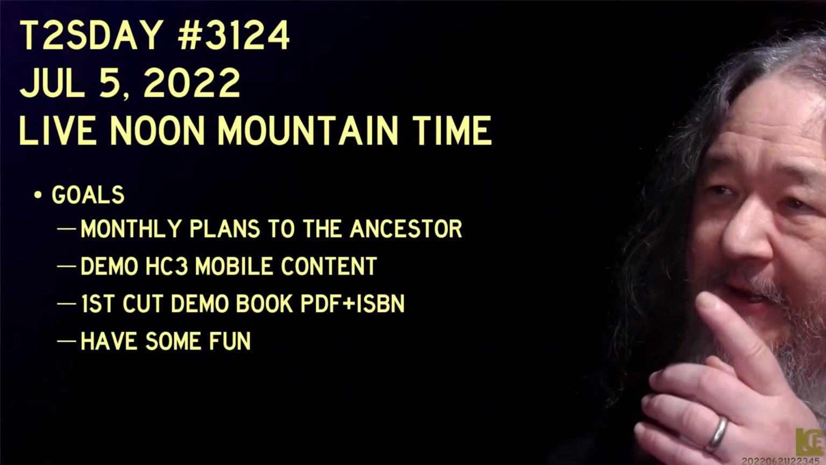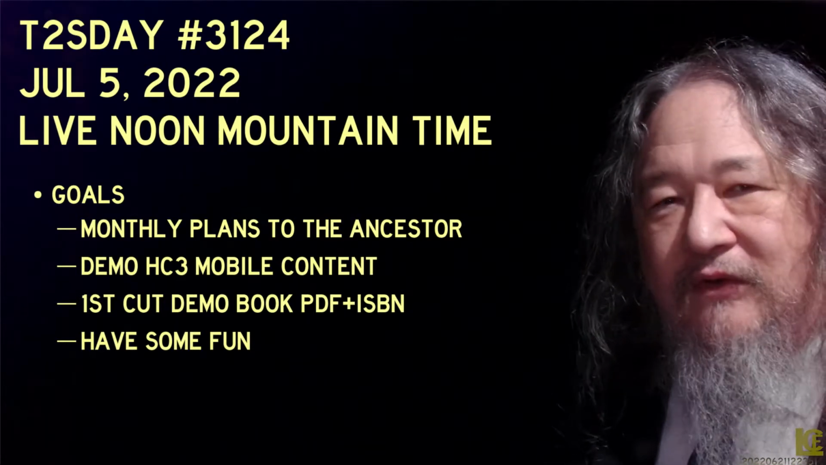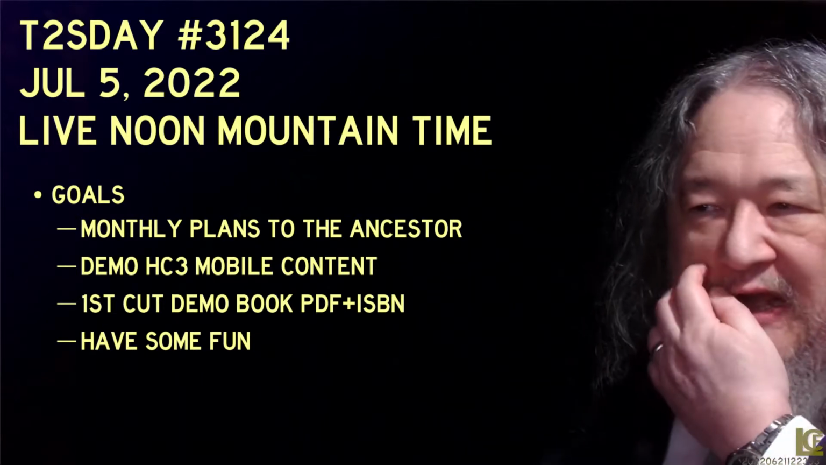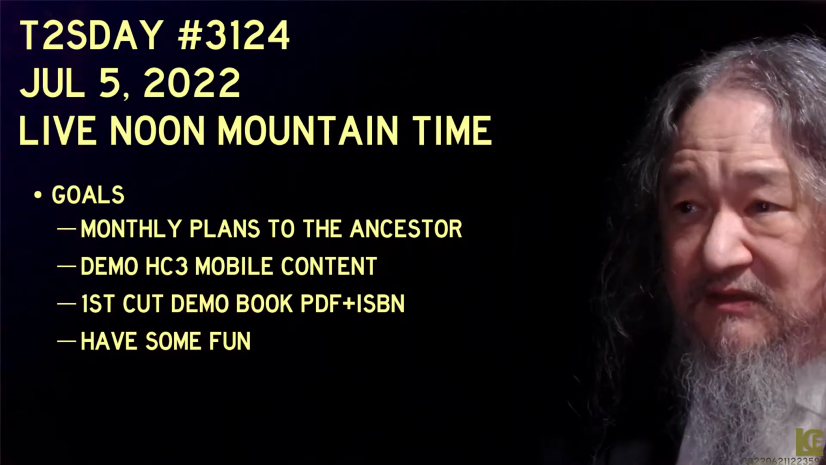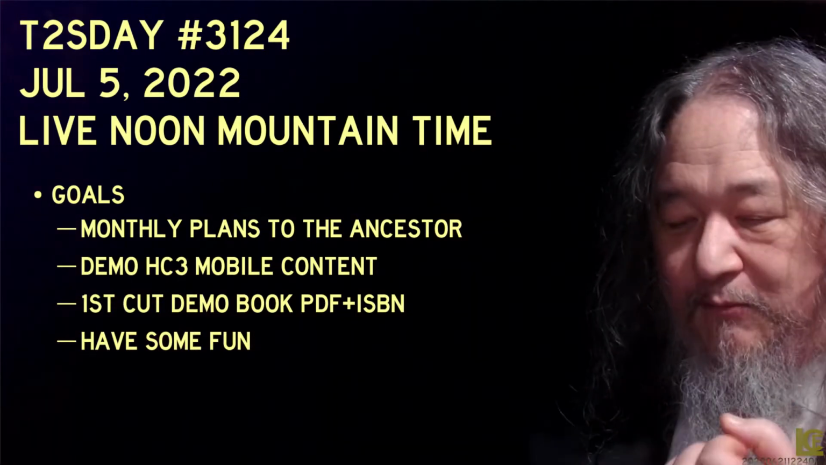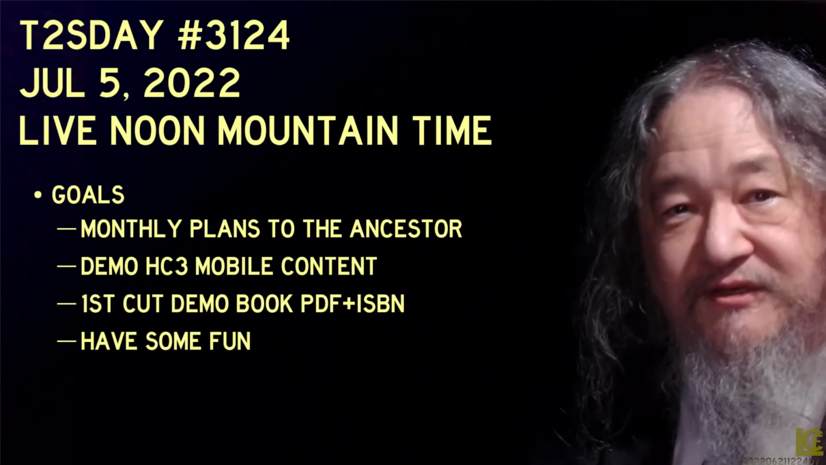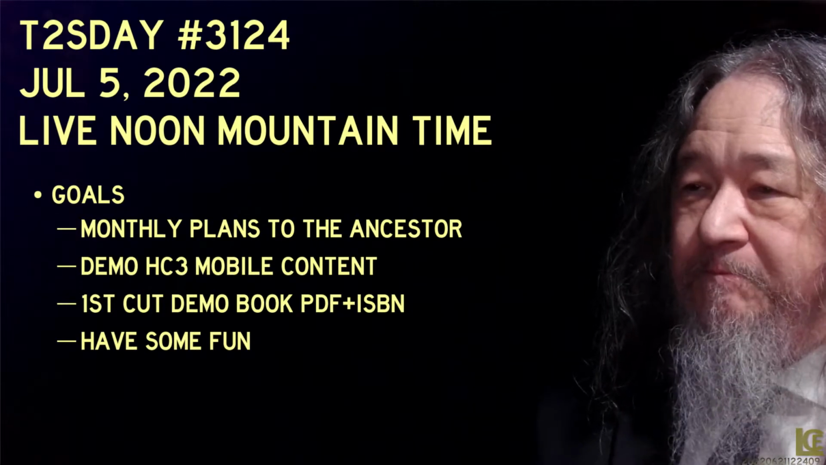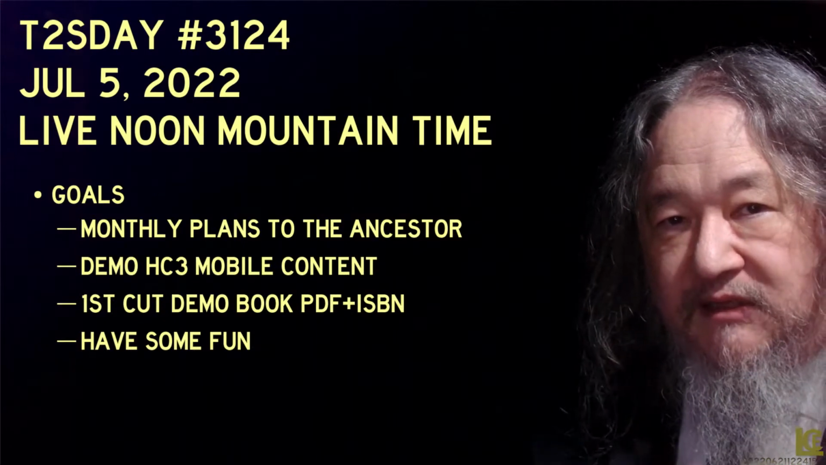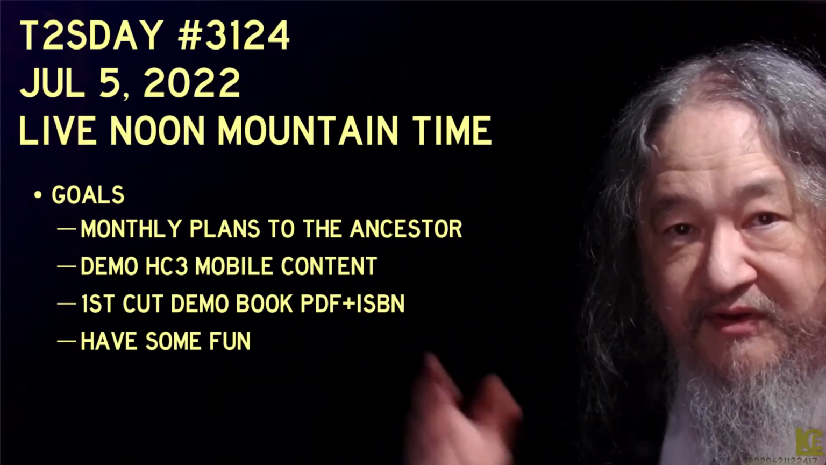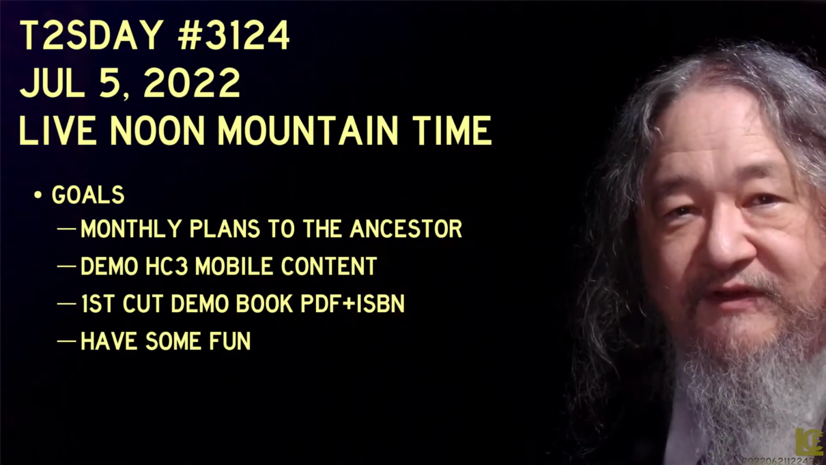All right. So that's the goal for the end of 2022. These are the goals for next time. Break the path to the ancestor down into months, because there's a lot that needs to happen there. We need the moral equivalent of a virtual machine, the moral equivalent of an instruction set, the moral equivalent of a programming language, all of that stuff. I want to demonstrate HC3 mobile content, squeezing the pockets, and have something in there that can get carried around and be aware of it. Have some kind of first cut book demo and have some fun.